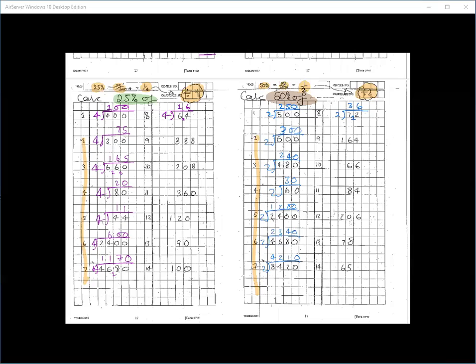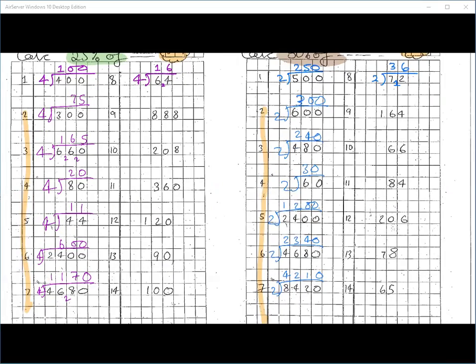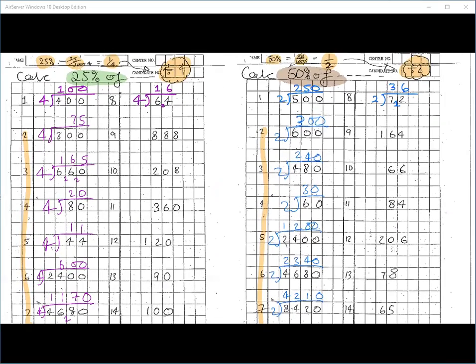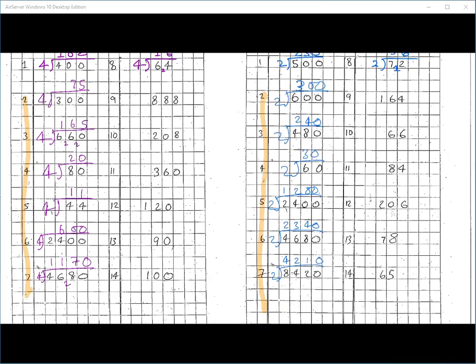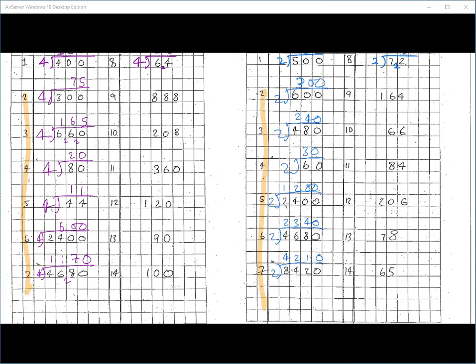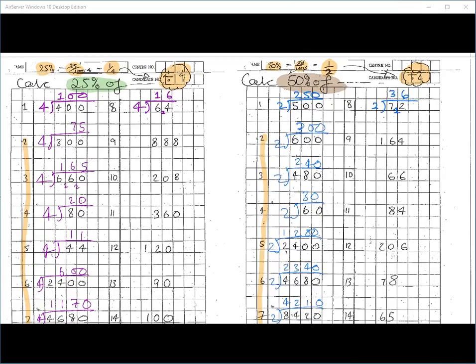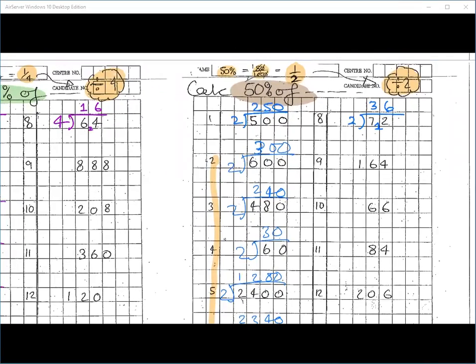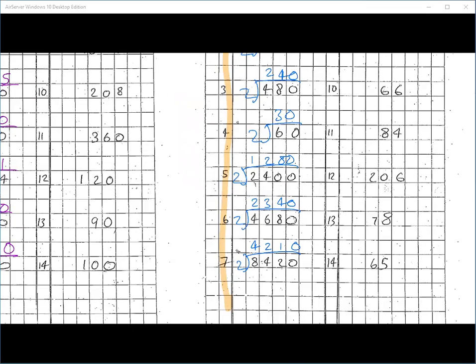Okay, folks, so I've given everybody the answers for those questions. So if you're working out 25%, we're dividing by 4, and there's my answers. Okay, this is a normal bus stop technique. And the other one, we were doing 50%, so we're dividing by 2, and there's the answers to those. Okay, lovely.